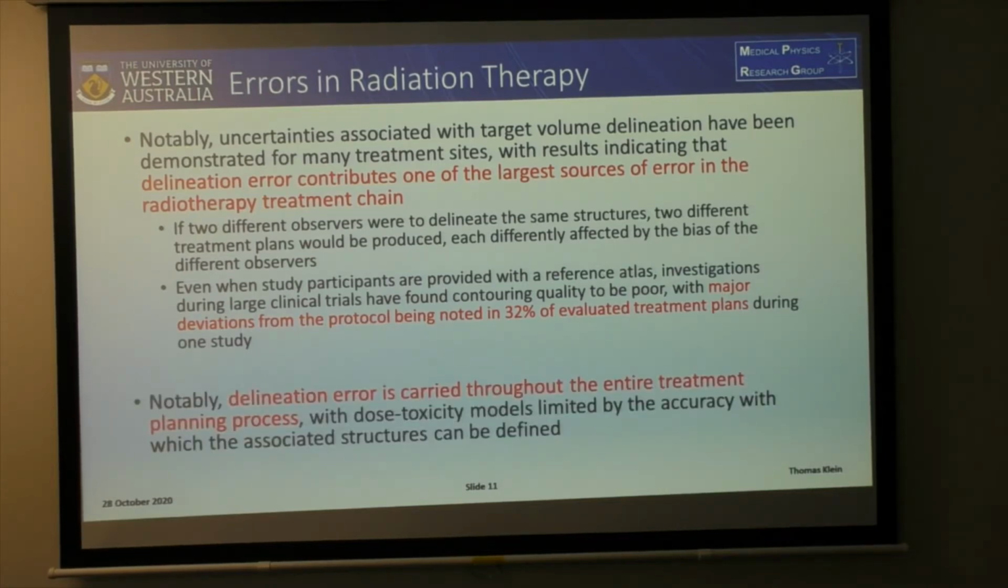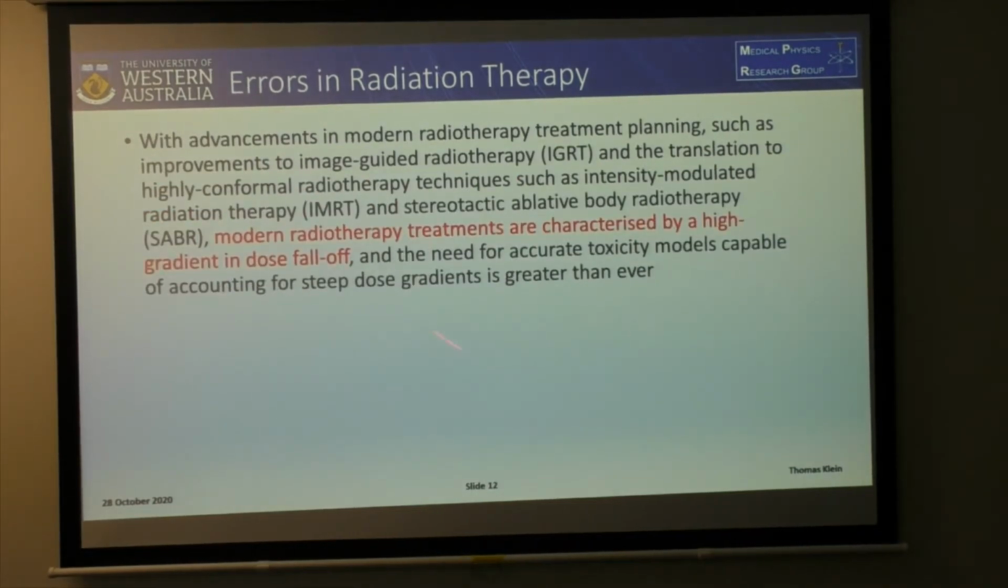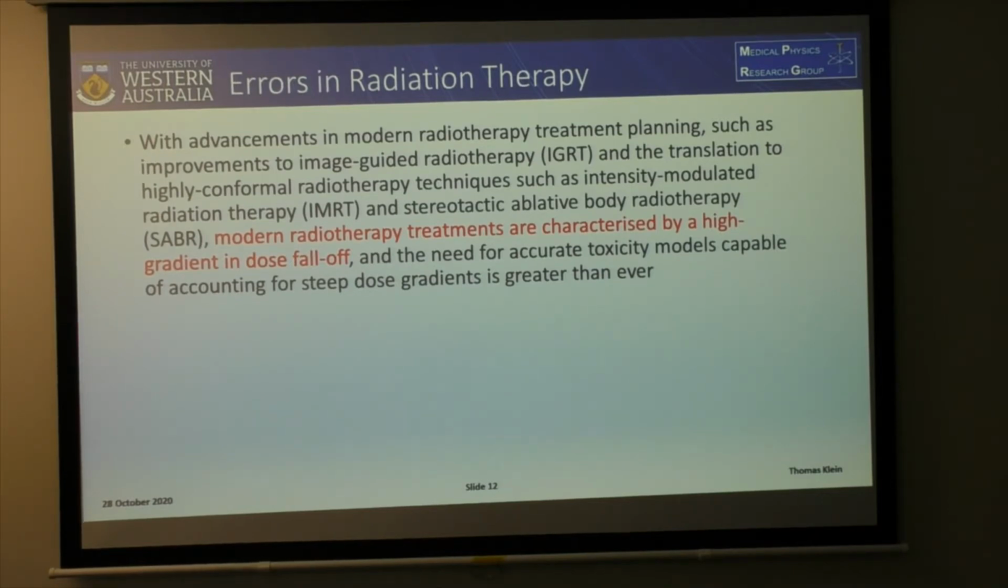This delineation error is carried throughout the entire treatment planning process, and in particular, the accuracy with which we can predict toxicity from these dose toxicity models is limited by the accuracy with which the organs at risk they're trying to make predictions on are defined. With advancements in modern radiotherapy, such as IGRT, IMRT, SABR, which is being increasingly utilized in prostate treatments to spare the rectum and bladder, modern treatments are increasingly being characterized by a high gradient in dose fall-off, and this is exhausting the ability for our DVH-based toxicity models to accurately make predictions.